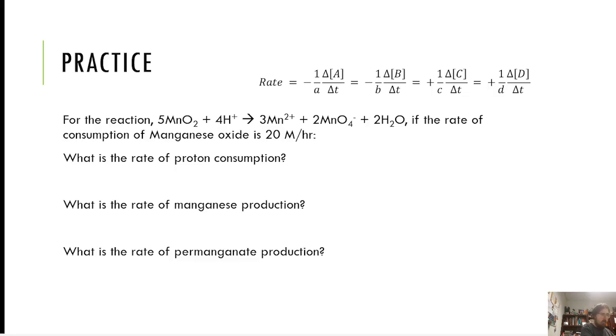We have 5A, 4B gives us 3C, 2D, and 2E. And we say A is 20 molar per hour. And I want to know, what about B or C or D? So real quick, I'm going to go to the dochem.